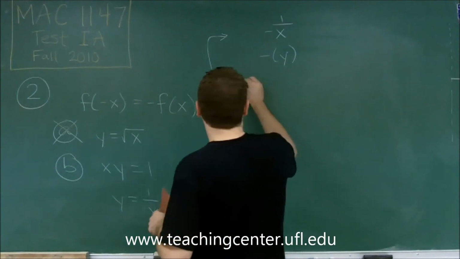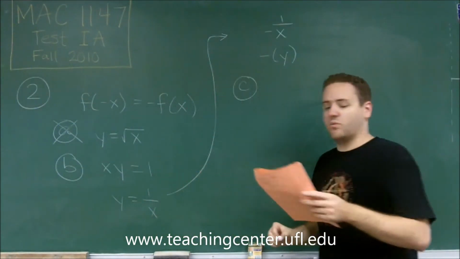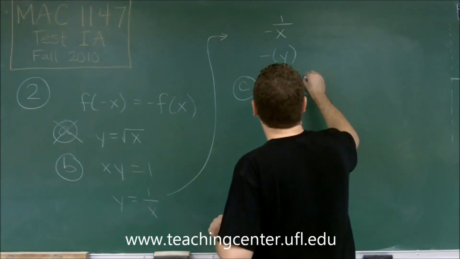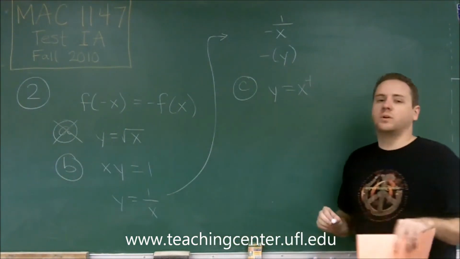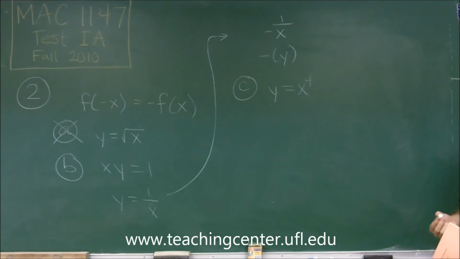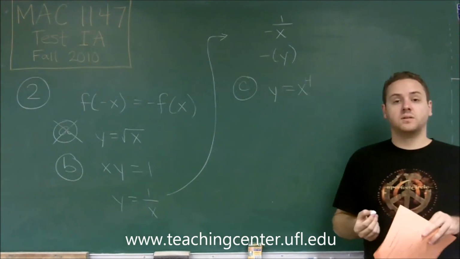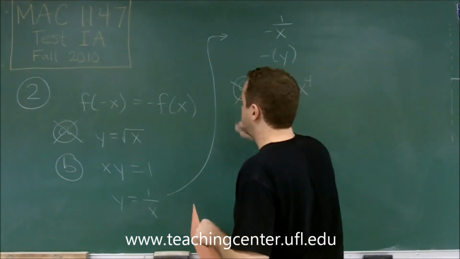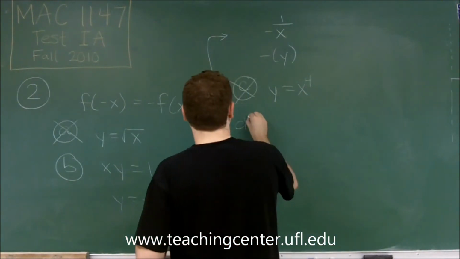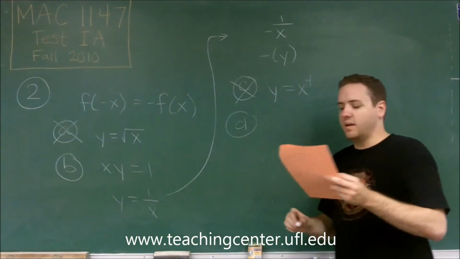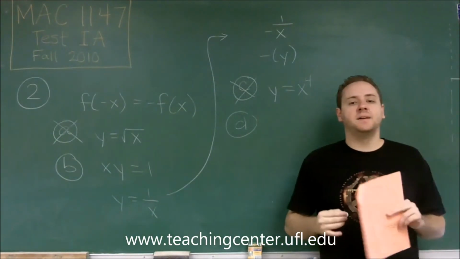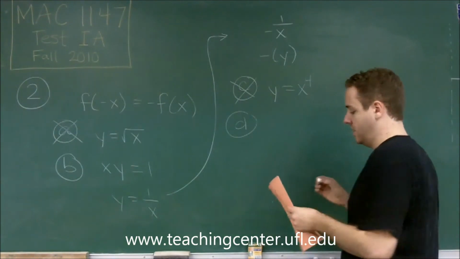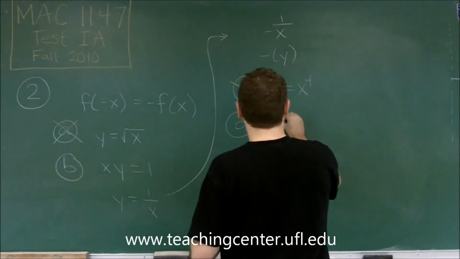For example, in letter C, we have y equals x to the 4th. Whenever you have a polynomial that has an even degree, it definitely cannot be odd or symmetric with respect to the origin. So we know that one's wrong for sure. And similarly, if you were to add two even functions, you would also get an even function. And that's what D shows here.